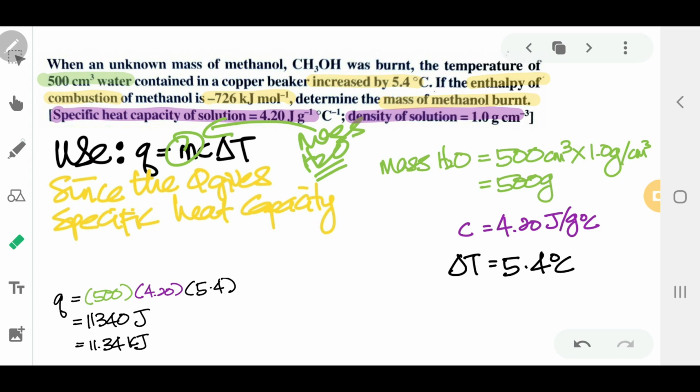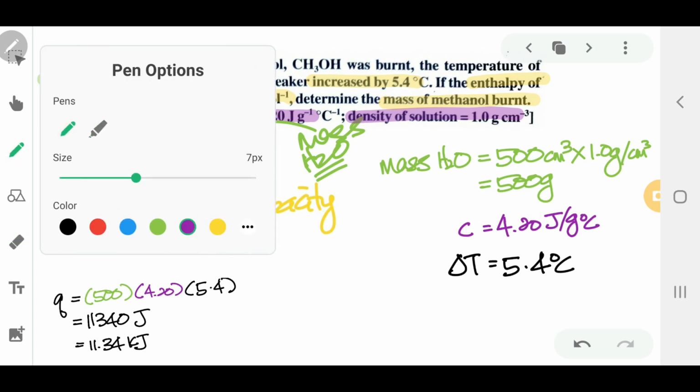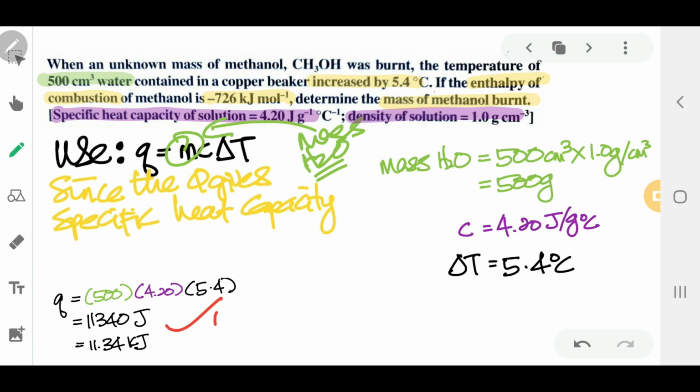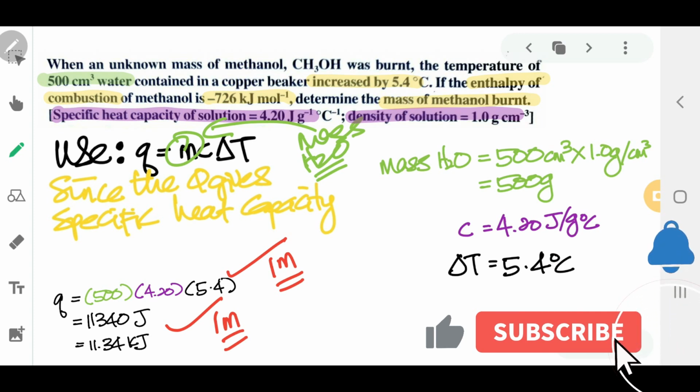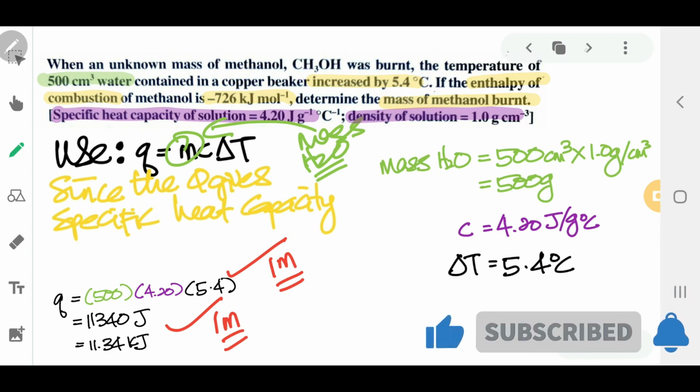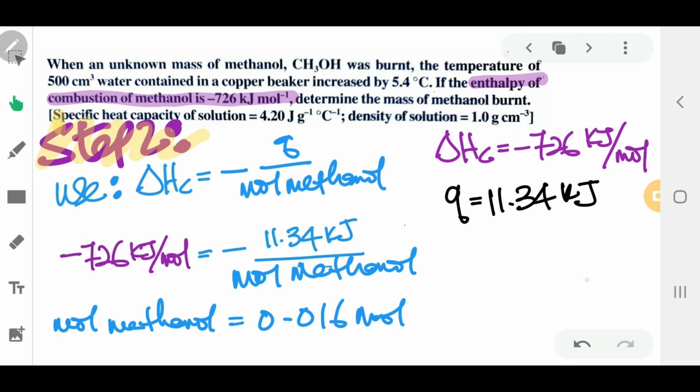It's quite straightforward, and you would have a value of Q equals 11.34 kilojoule, and you get another 1 mark for using the correct Q equation. So moving on to step 2, we're going to use the delta HC equals negative Q over mole of methanol to find the number of mole of methanol before we would be able to figure out what is the mass of methanol being burned.